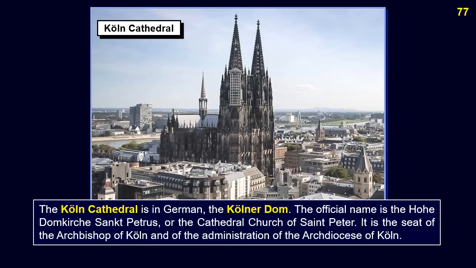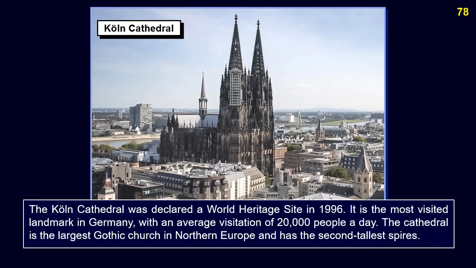The official name is the Hohenzollern St. Petrus, or the Cathedral Church of St. Peter. It is the seat of the Archbishop of Köln, and of the administration of the Archdiocese of Köln. The Köln Cathedral was declared a World Heritage Site in 1996. It is the most visited landmark in Germany, with an average visitation of 20,000 people a day.